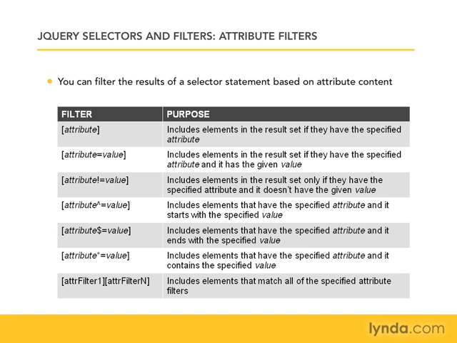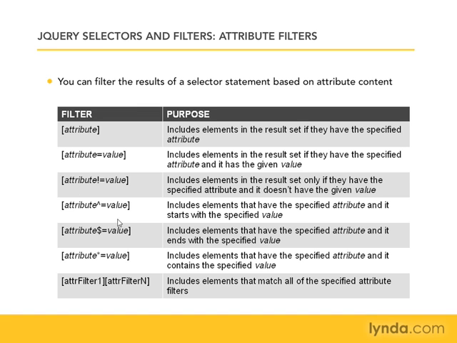list. The first one, where you put the name of the attribute inside these braces, basically only includes the element in the result set if that attribute exists on the element. Doesn't matter what value it is, it just has to be there. The next one checks to see if the attribute's value is equal to a value that you supply. And then from there, the next one only includes the element in the result if the attribute does not have the value that is listed here.